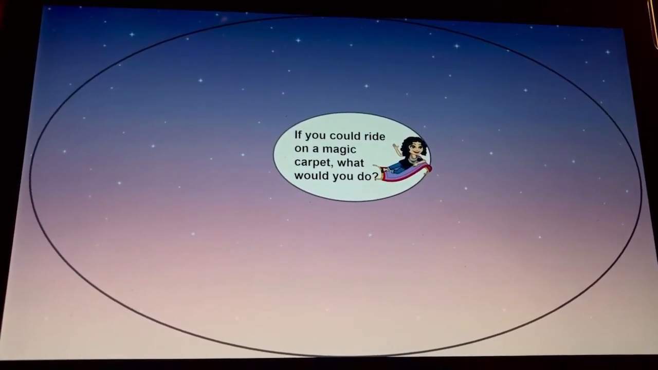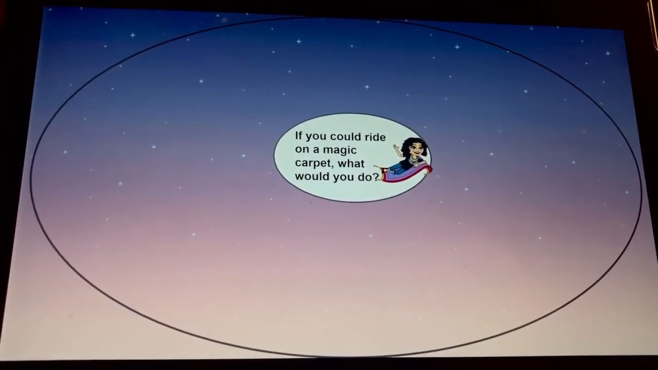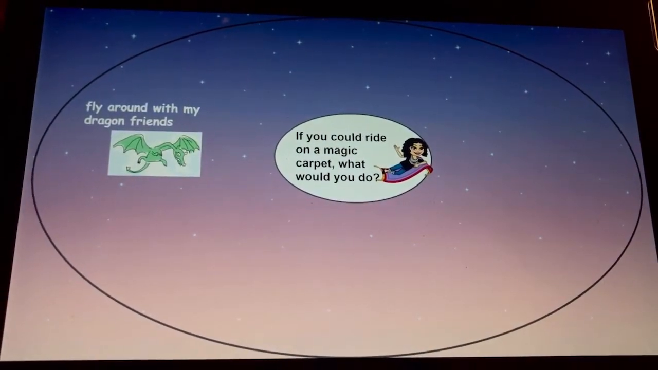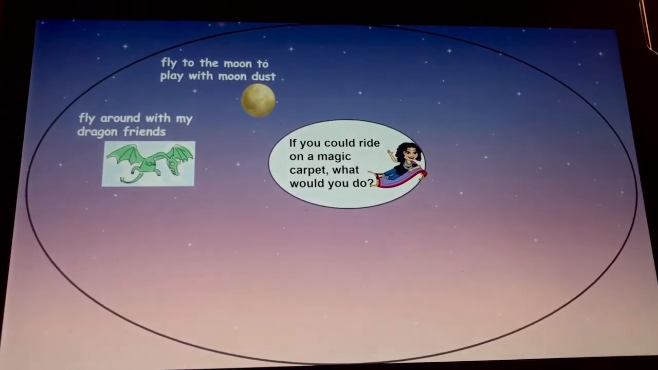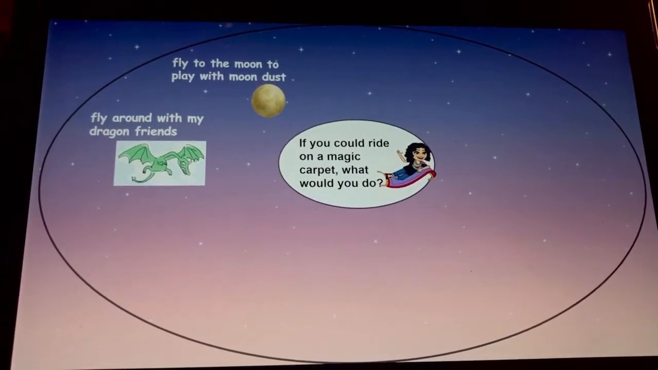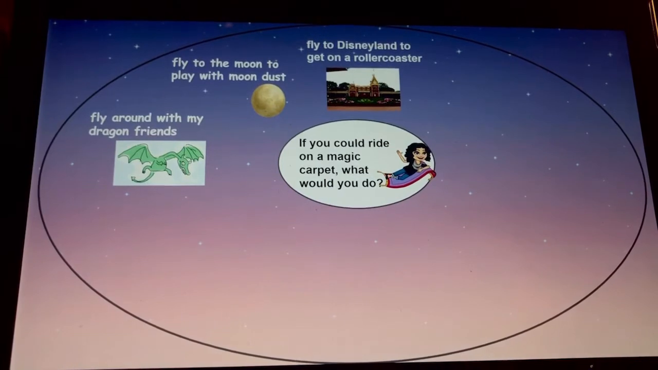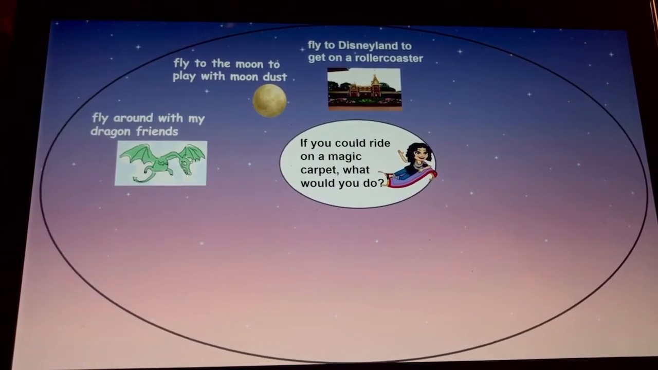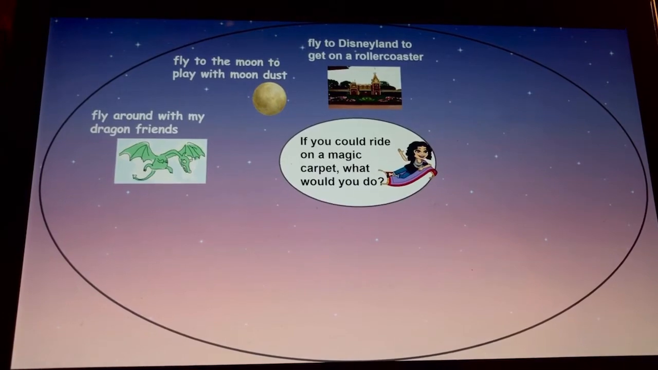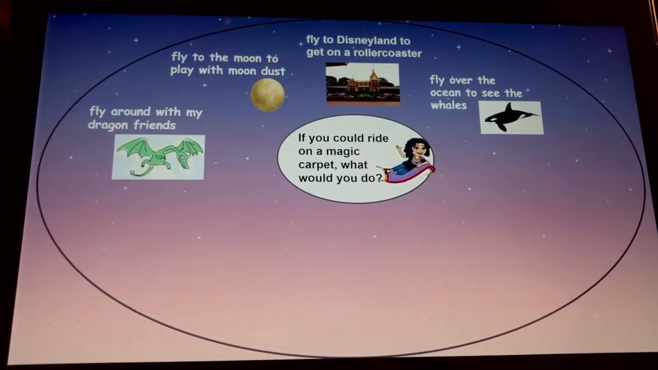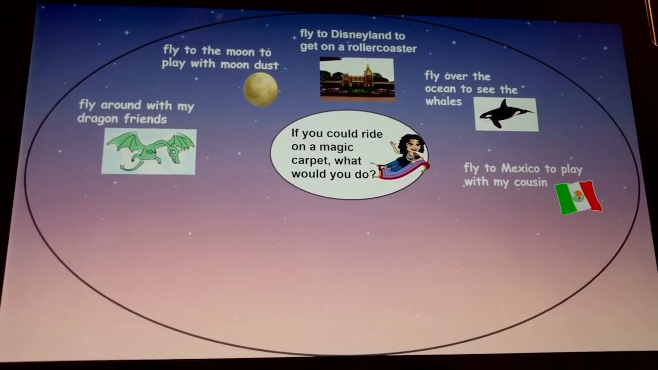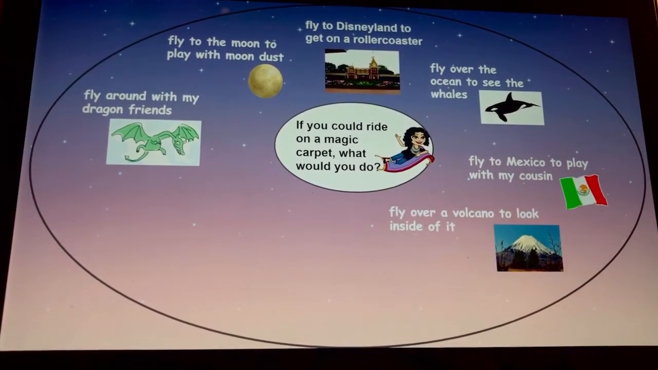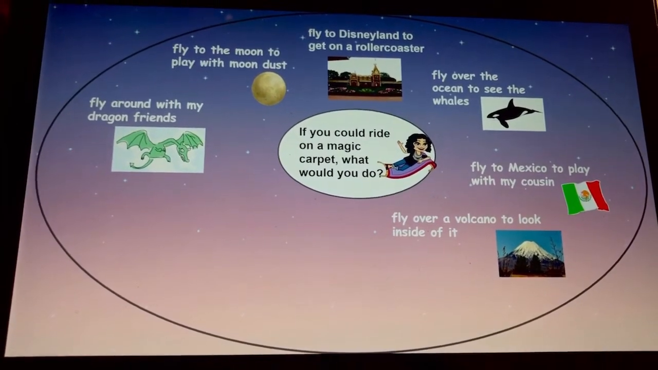Some ideas that you might have brainstormed might include fly around with my dragon friends. Maybe if you could fly on the magic carpet, you would fly to the moon to play with moon dust. Or maybe you would take your magic carpet and fly to Disneyland to get on a roller coaster. Maybe you would fly over the ocean to see the whales. Maybe you'd take your magic carpet and fly to Mexico to play with your cousin. Maybe you'd want to fly over a volcano to look inside of it.